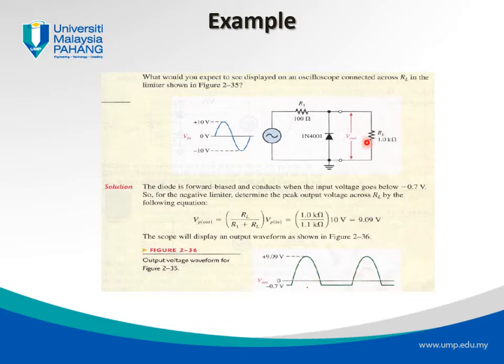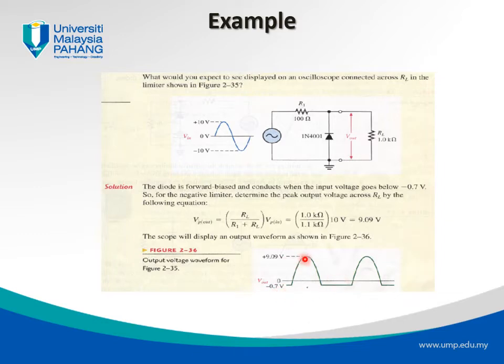And again, of course, we have to take into account that there is bias, right? There is bias. So the bias of 0.7 volt in the direction of the forward bias has to be deducted here. So that's why we have a flat part of the output waveform at minus 0.7 volts.